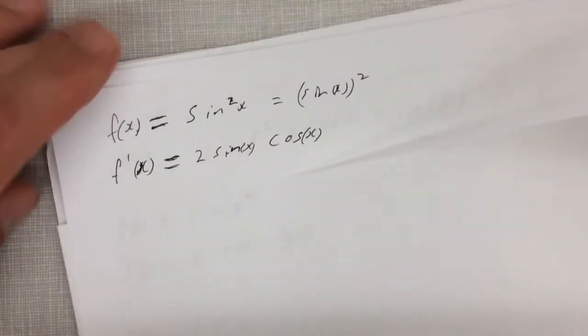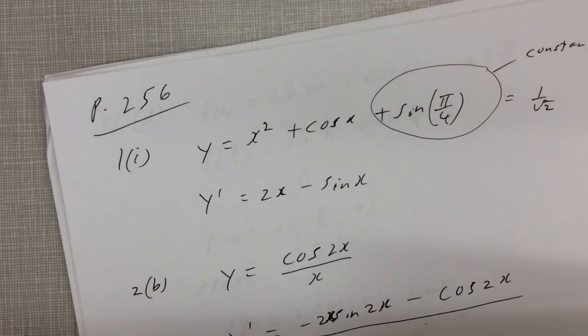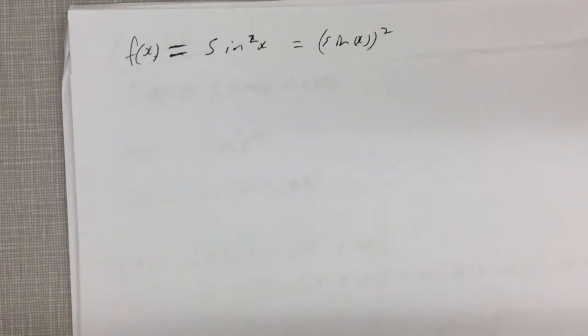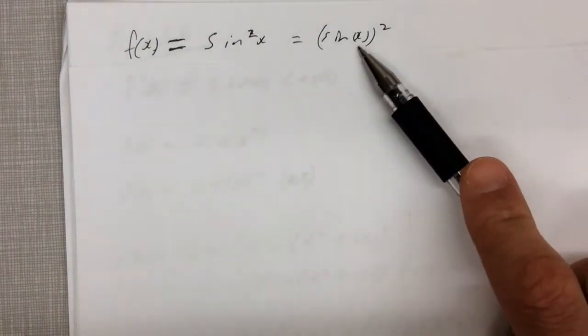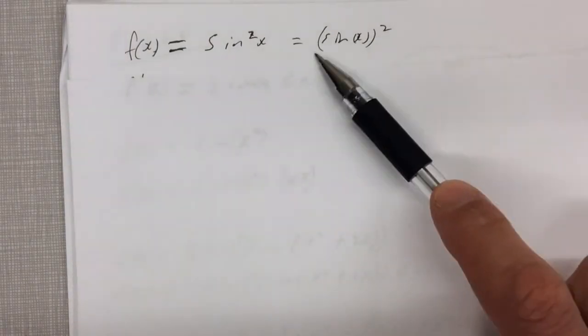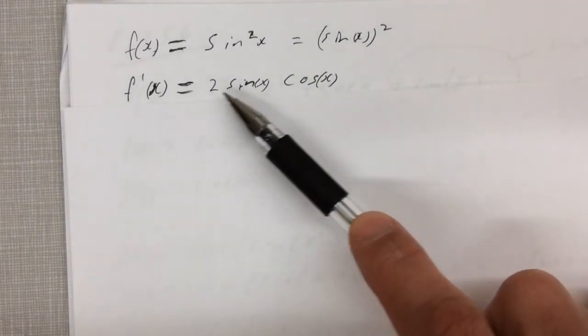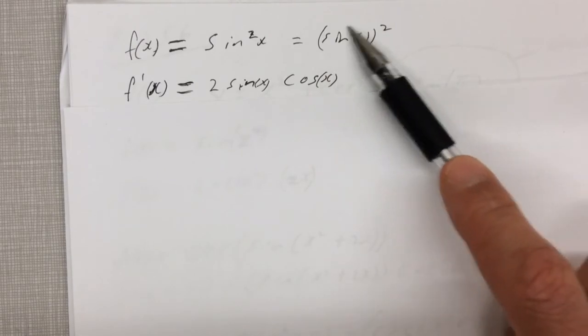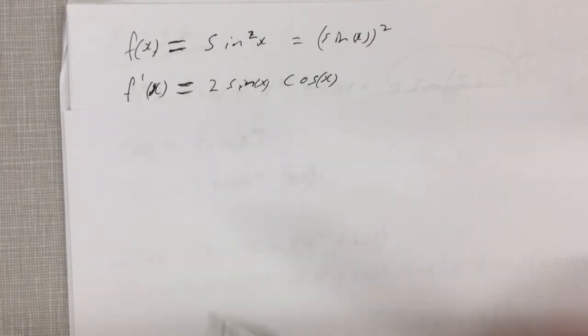So, a few examples to try here. So the derivative of sine squared of x, same as sine of x all squared. Using the chain rule, we take the 2 down in front, reduce it by 1, so that's 2 sine x, then times the derivative of the inside. The derivative of sine x is cos x.